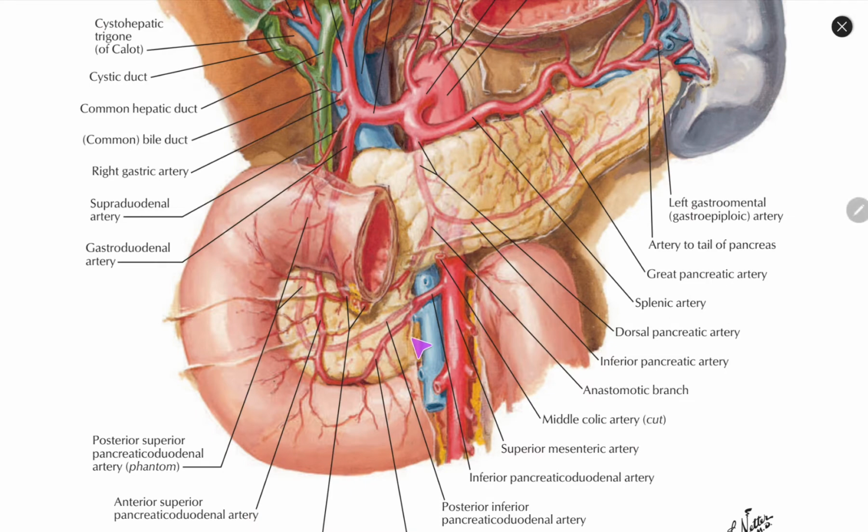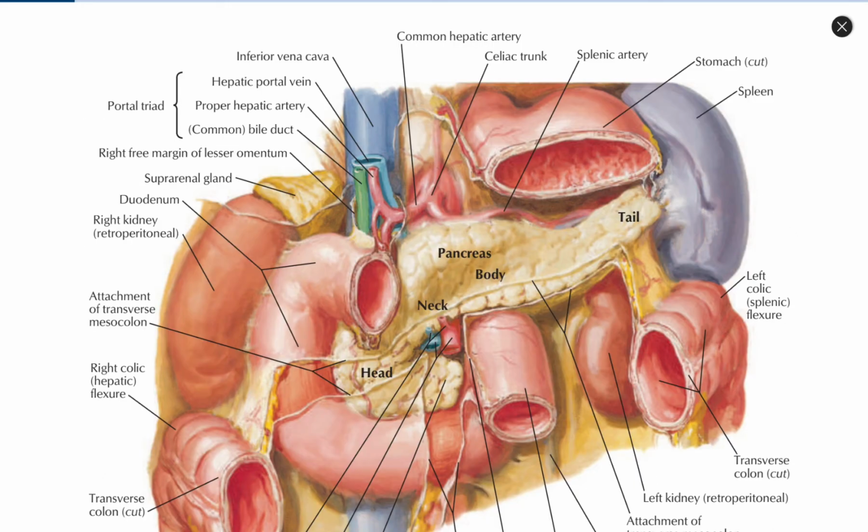Then about the uncinate process, which is located behind the superior mesenteric vessels. This is the superior mesenteric vessels. So this is the aorta. The superior mesenteric vessels are located in front of the uncinate process, and behind this uncinate process there will be the aorta.